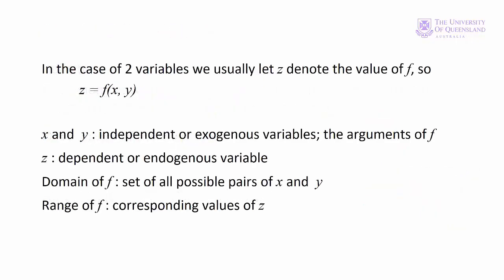We usually let a function of two variables equal z as a common convention. So just to recap, x and y are the independent or exogenous variables. That is the argument of the function. Z is the dependent or endogenous variable. We saw the domain of the function is that ordered pair of values x and y. And then we have the range of the function is the corresponding values of z.